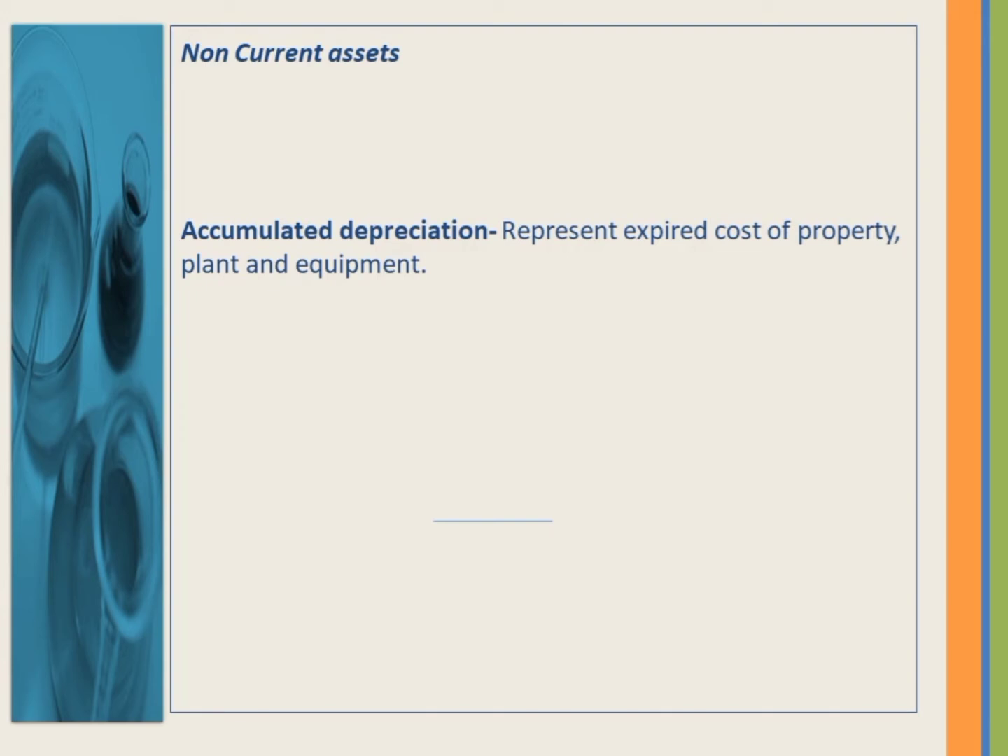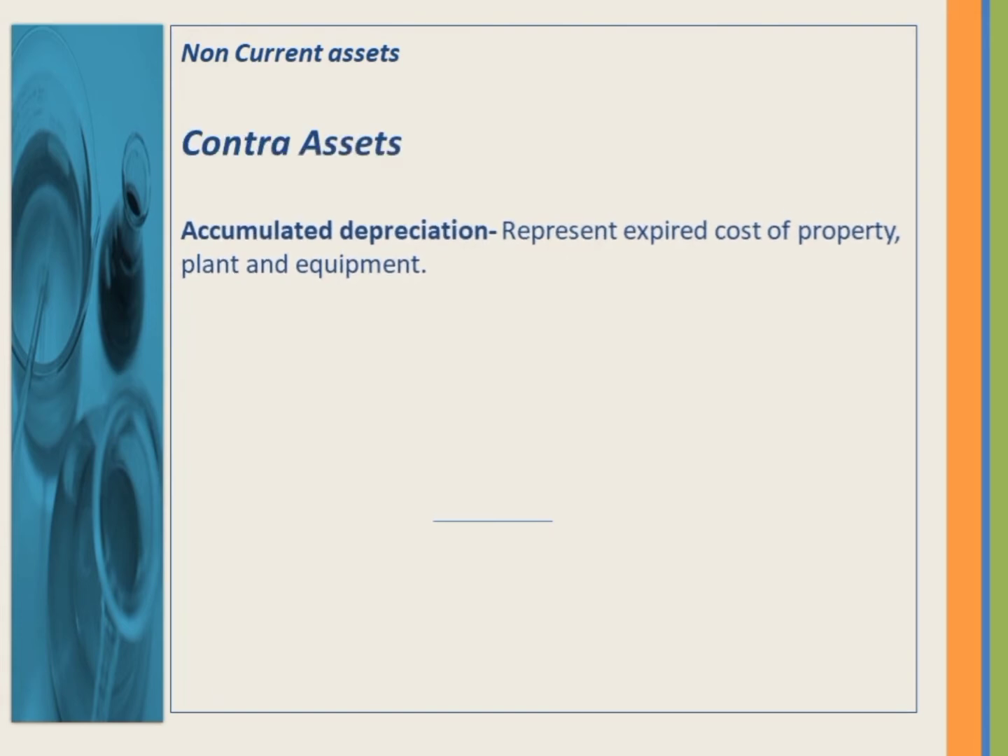Usually, land will increase in value as time passes by, except if the land is in a landslide-prone area or typhoon-prone area. That's the time that the value of the land will decrease. But that is very seldom. So accumulated depreciation represents the expired value of the assets under property, plant, and equipment.